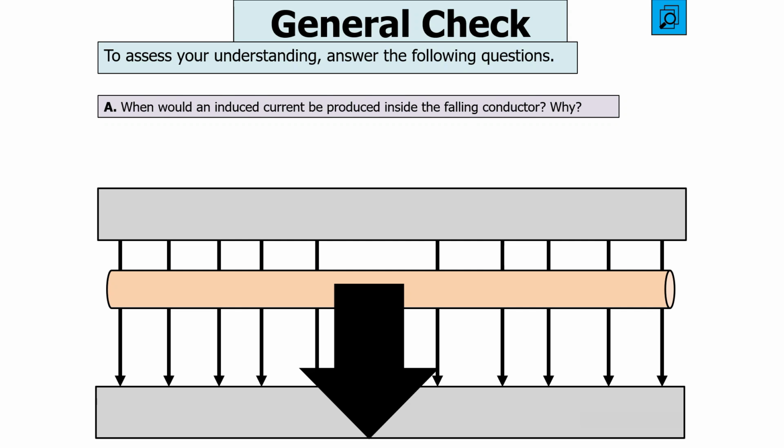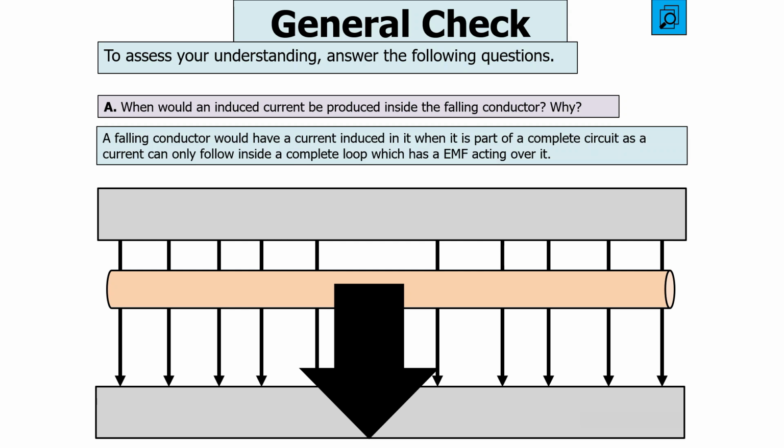When would an induced current be produced inside a falling conductor, and why? A falling conductor would have a current induced in it when it's part of a complete circuit, as a current can only flow inside a complete loop which has an EMF acting over it.